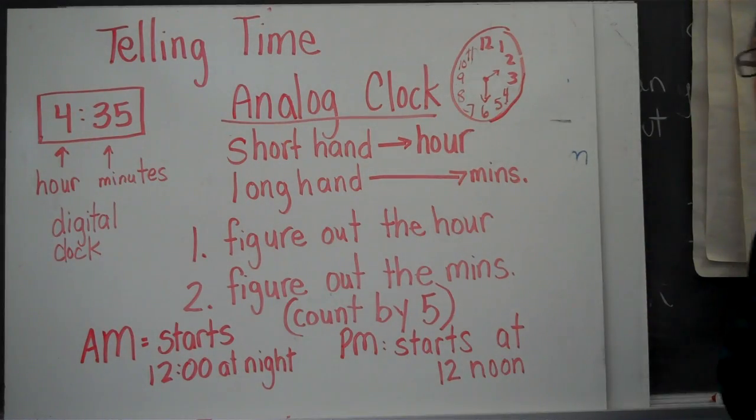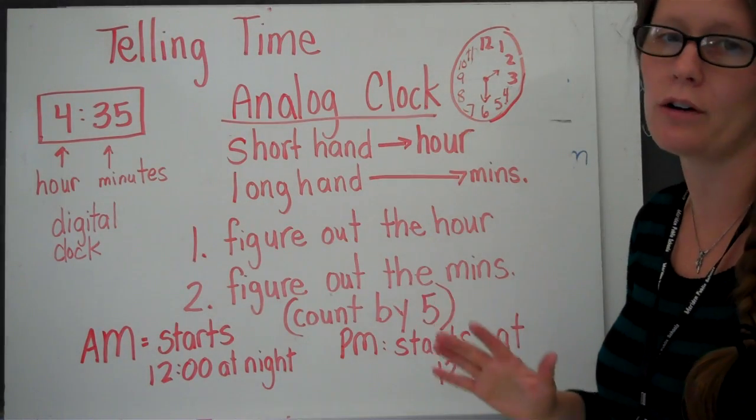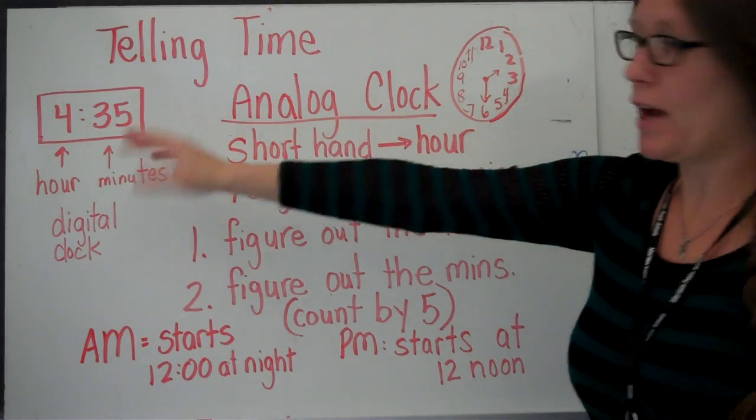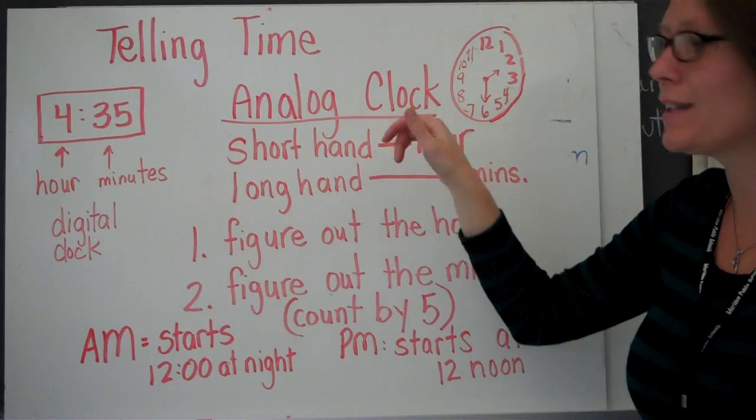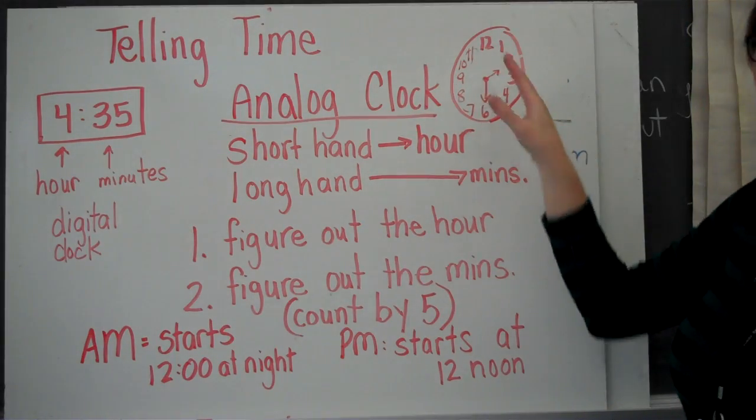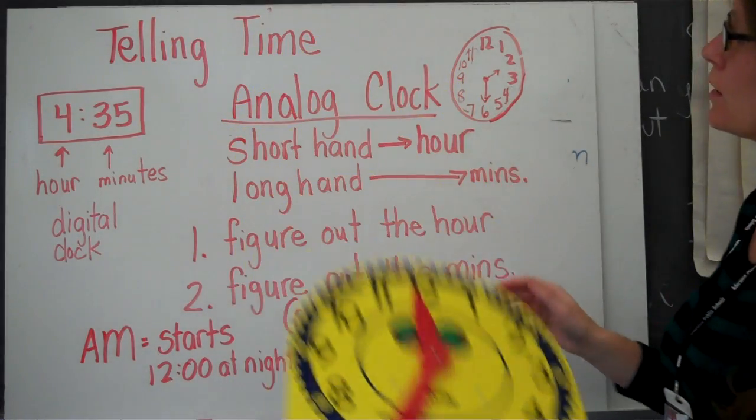Alright, today we're going to be practicing telling time. This is a digital clock, which all of you know how to read. It's on everything that you have. 4:35, the hour and the minutes. The analog clock is what gets tricky. That's the one with the hands and the numbers, the one that looks like this. We're going to talk about that.